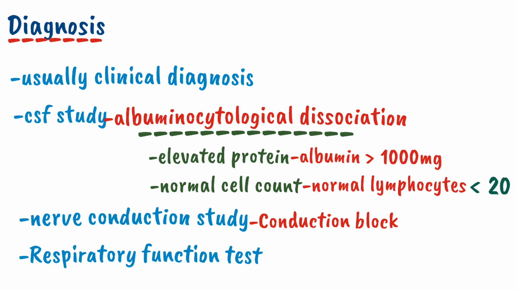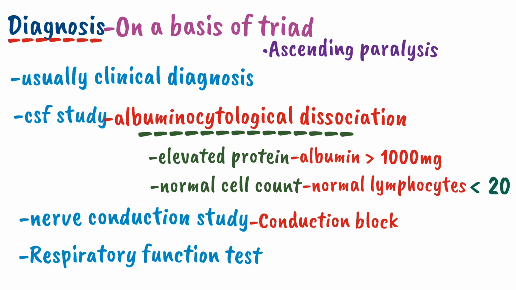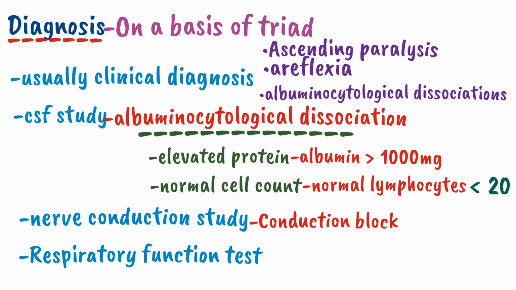So in short, we diagnose Guillain-Barré syndrome on the basis of a triad. The triad includes acute symmetrical ascending paralysis of the limbs, areflexia, and albuminocytological dissociation. So whenever these three criteria are fulfilled, we can make a diagnosis of Guillain-Barré syndrome. So it was all about the diagnosis.